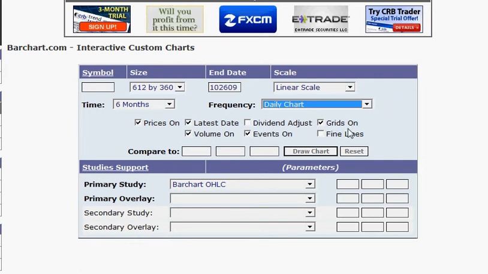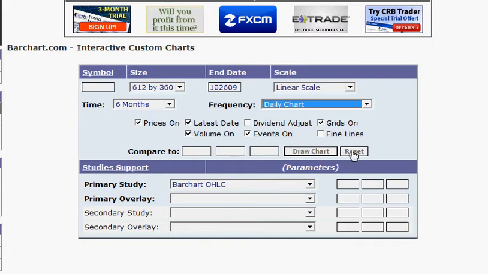All this information here, I just leave the same. I don't change any of this. Now, I have every once in a while taken the grids off, but it just gives you a white chart then. You can play with this stuff and see how you like it. And compare to, I never put anything in any of these boxes. Then draw a chart. That's how you get your chart.